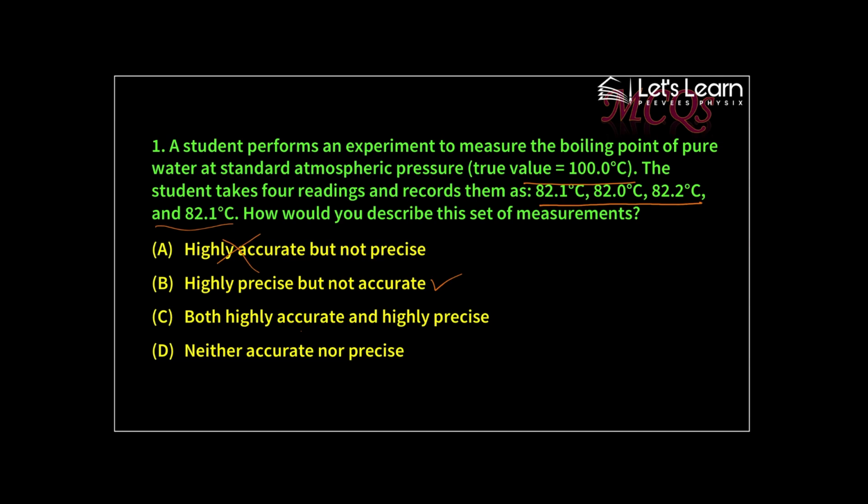They are highly accurate, wrong. Let's see whether they are precise or not. All the measurements are very close to each other. 82.1, 82.0, 82.2. They didn't spread a lot like 90, 100, 110. No. So they are very close to each other. So they are very precise also. So the answer is B.